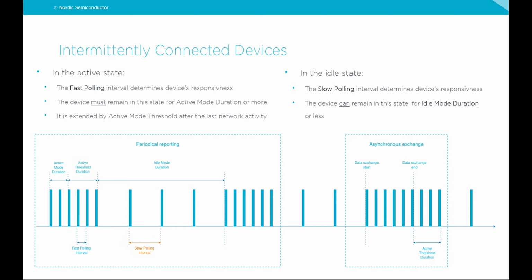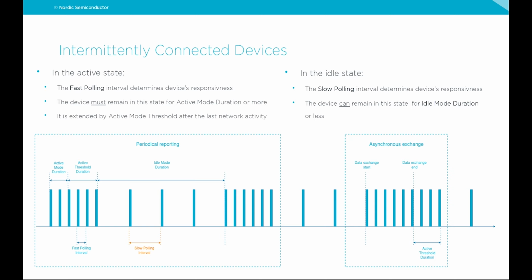So after all activities, the device switches to idle state and the interval becomes much longer. We have a corresponding parameter that describes it, and it's called slow polling interval because it's usually way longer than fast polling interval. And it determines the responsiveness of a device in the idle state.